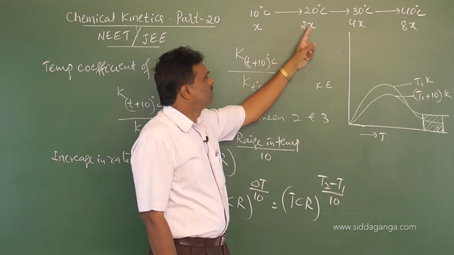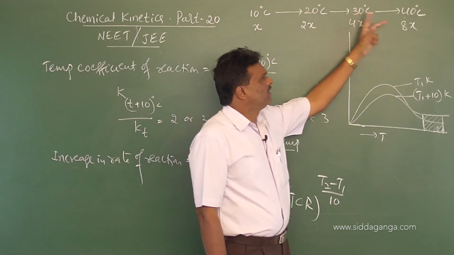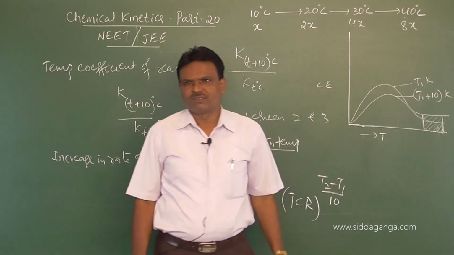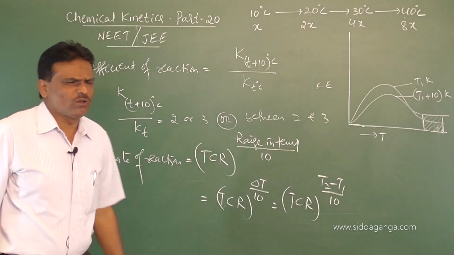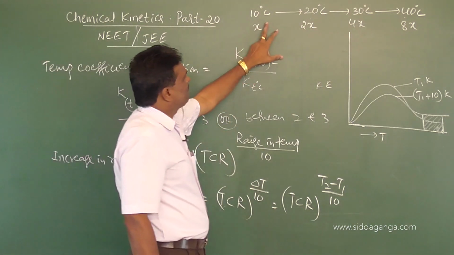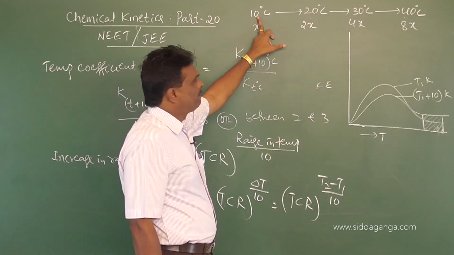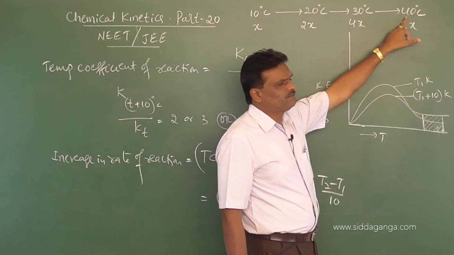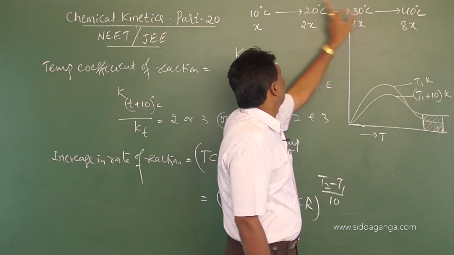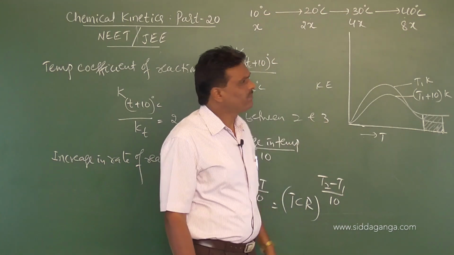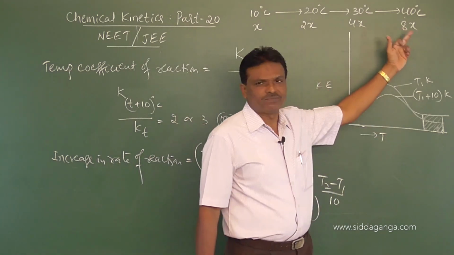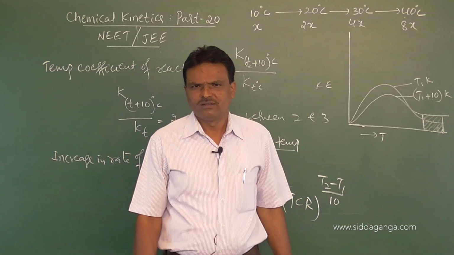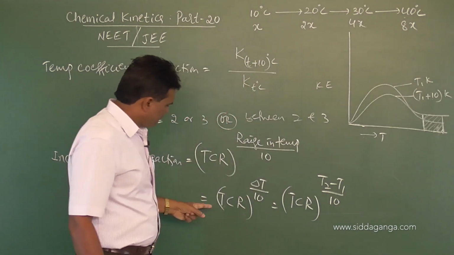From 10 to 20 it doubles, 20 to 30 again double, 30 to 40 again double. Is it clear? At 50 degrees again double. So what is the rise in temperature? Lower temperature is 10 degrees, higher temperature is 40 degrees. So 40 minus 10 is 30. So 2 to the power 3, which means 8. Is it clear?